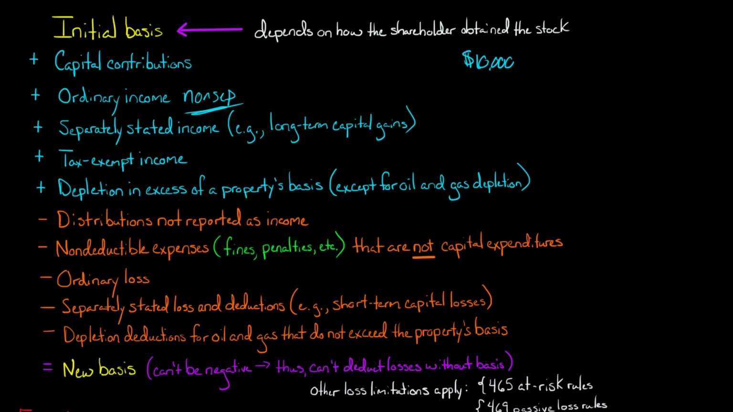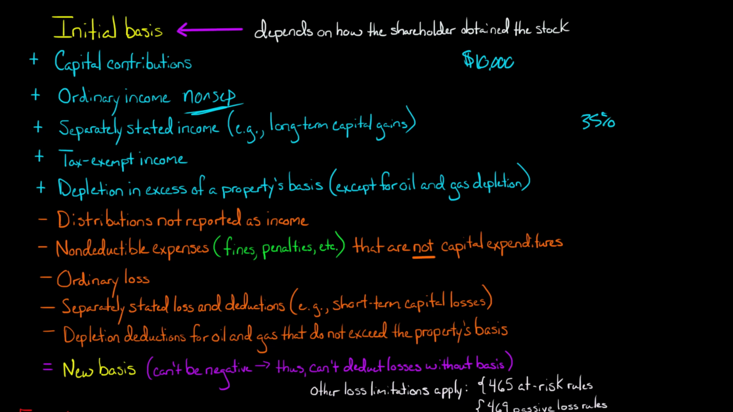So pro rata share of any non-separately stated income, pro rata share of any separately stated income, even the pro rata share of any tax-exempt income is going to increase the basis of that shareholder. Okay, now, when I say pro rata, I mean if the shareholder owns 35% of the company, so they own 35% of the shares, then they're going to get 35% of any separately stated income items, 35% of any tax-exempt income. That's what I mean when I say pro rata, okay?